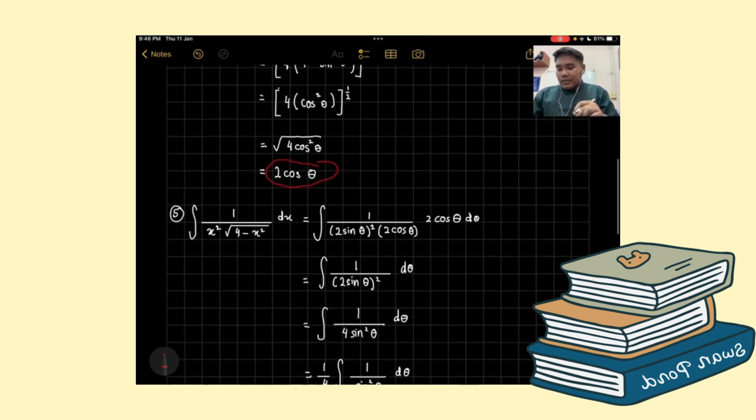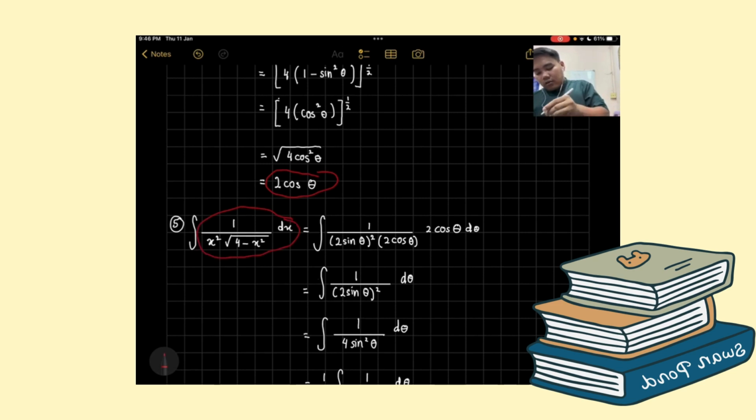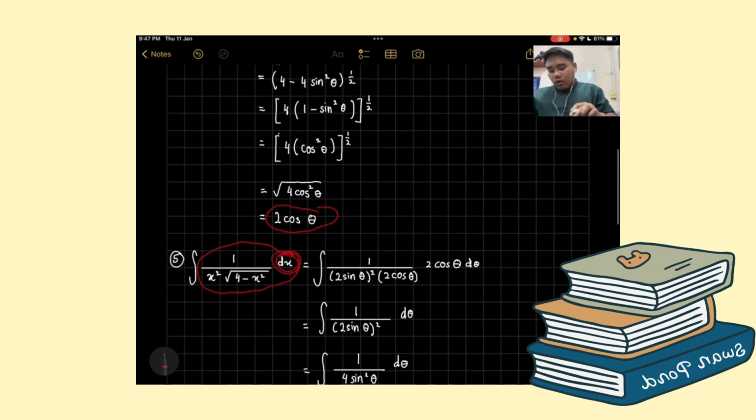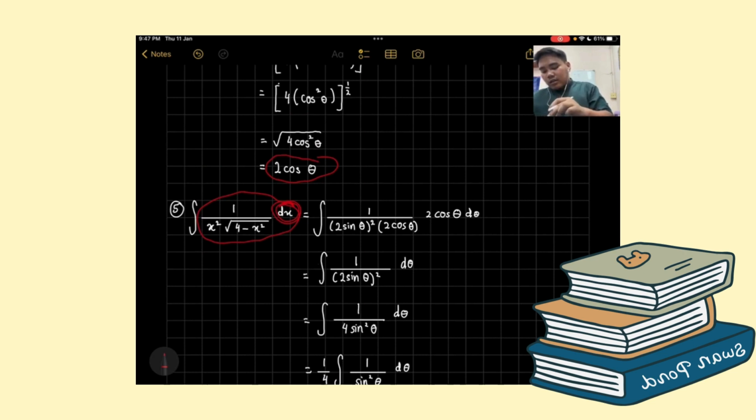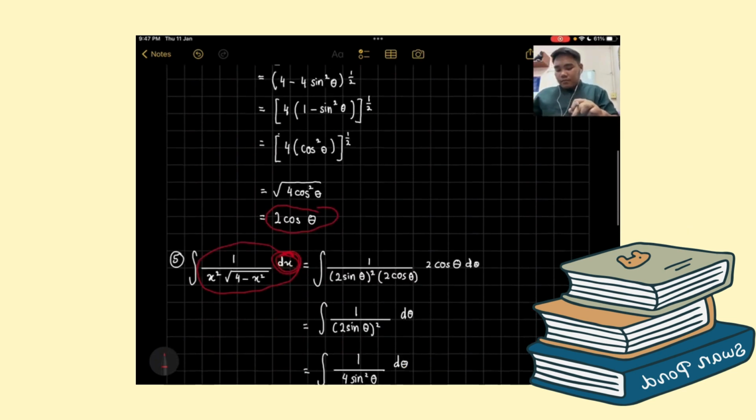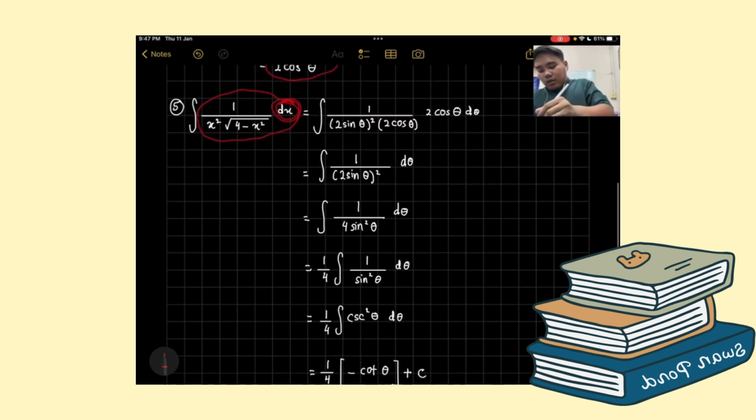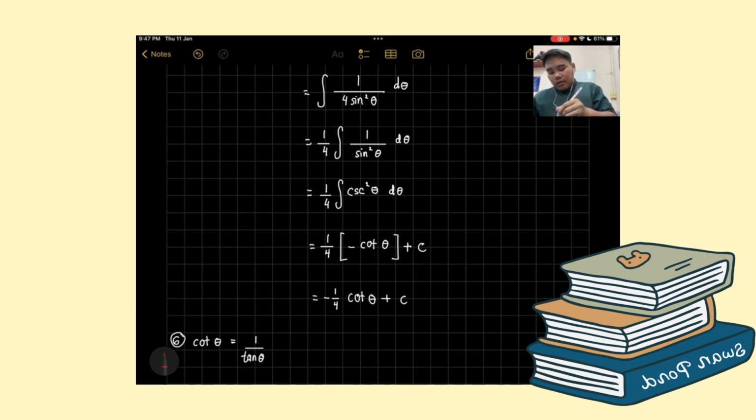Then the next step is we must simplify this equation. Don't forget to put the dx behind. As we know, we took this equation from the main question. So don't forget to put dx. The last answer for this step is negative 1 over 4 cot theta plus c. We also need to put the c behind.